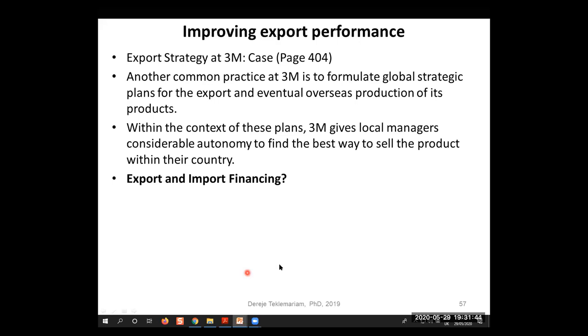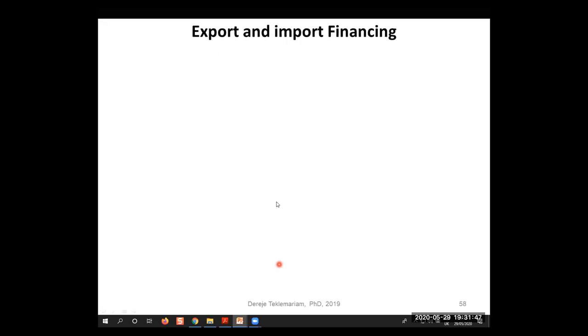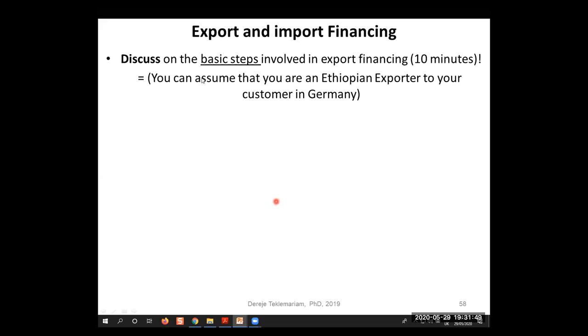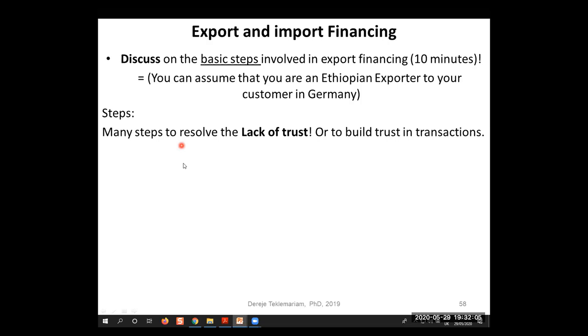Export financing is one option. How is export financing helpful? Again, we discuss the basic steps involved in export financing in Ethiopia. Indeed, in export finance there are a number of steps. The first step is to resolve the lack of trust. Export financing in this sense means you send the product and then you get the price for it.